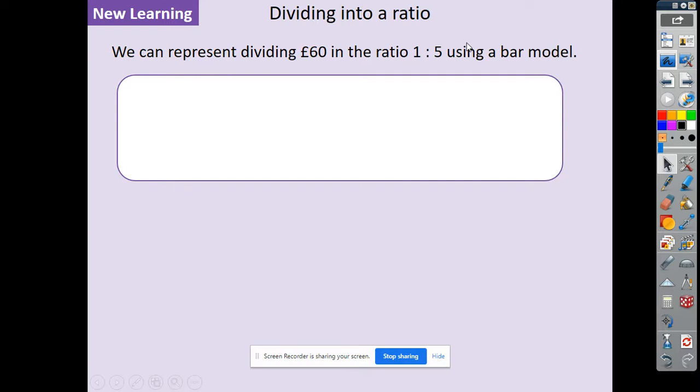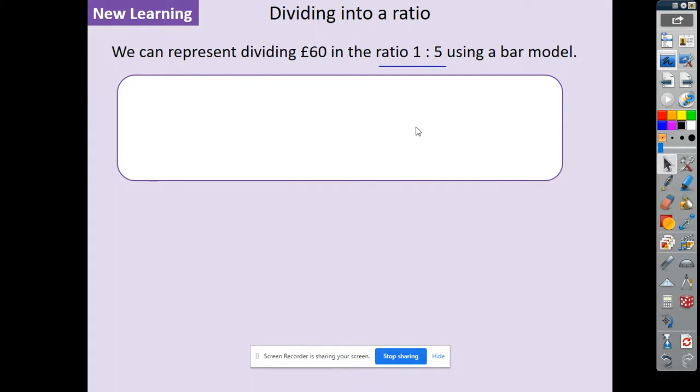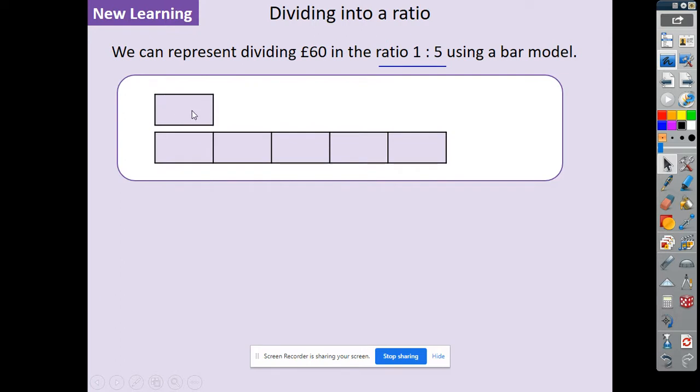Now how we would do this is, the first thing I need to do is draw a bar model that's going to represent this ratio here. So the ratio is 1 to 5. I'm going to draw a square to start with. Here, so this is my 1. And then here I've got 1, 2, 3, 4, 5. So I've represented my ratio in a diagram using a bar model.